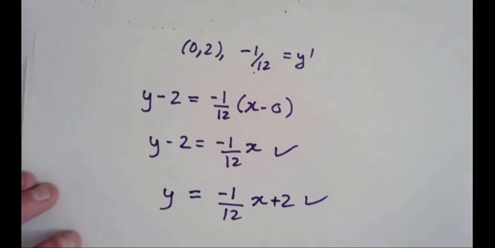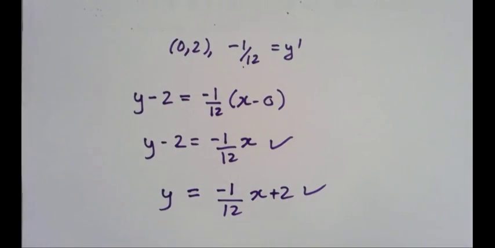But anyway, that's one more example of finding the equation of a tangent line using implicit differentiation.